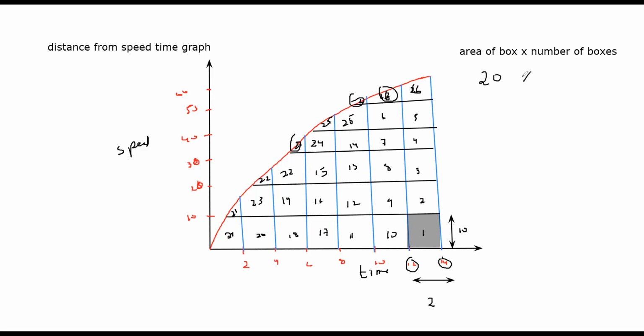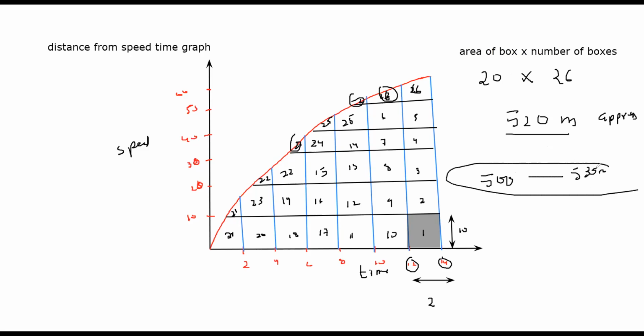Multiplied by the number of boxes, how many boxes are there in the figure? 26. So 26 multiplied by 20 is 520 meters, but this will be approximate. It is not exact. If this was the answer in the marking scheme, the answer will vary from like 500 to 530. So any answer in this range is acceptable.